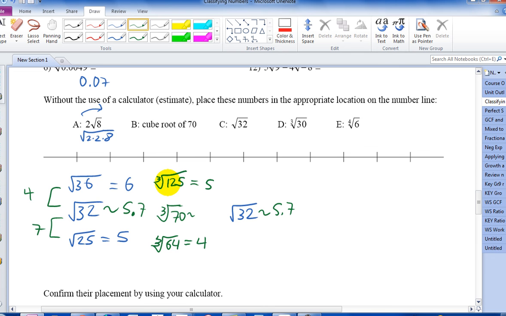Okay. So I'm filling in the puzzle, working backwards. We should have done this last year. Hopefully we did. Okay. So now we're looking at this one. 70. Am I really close to 64? Or am I really close to 125? Yeah, I'm close to 64. So what do you think we should have as our decimal? 4 point.